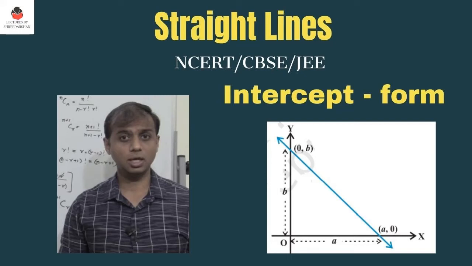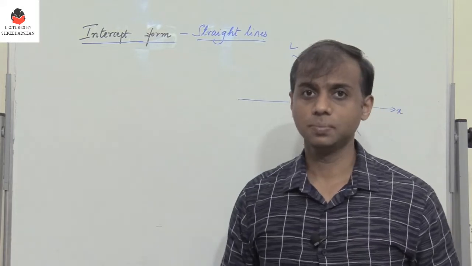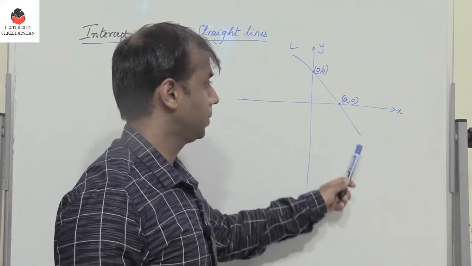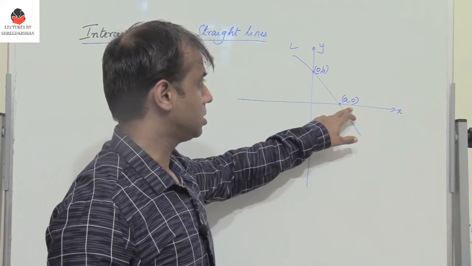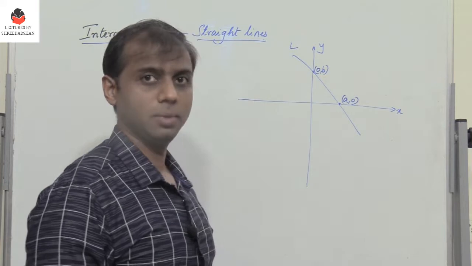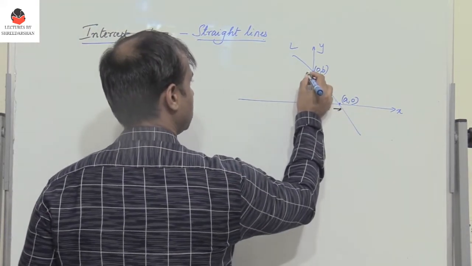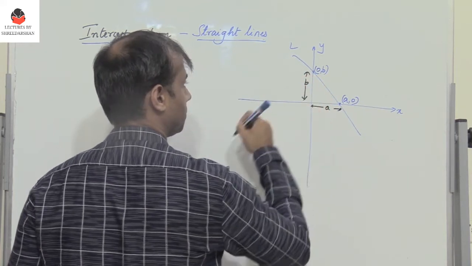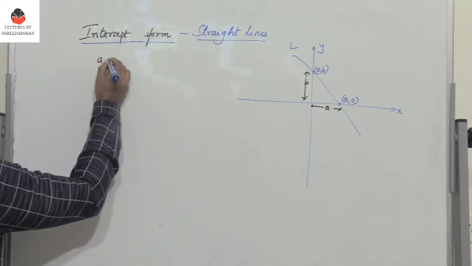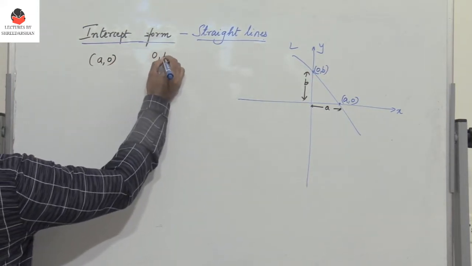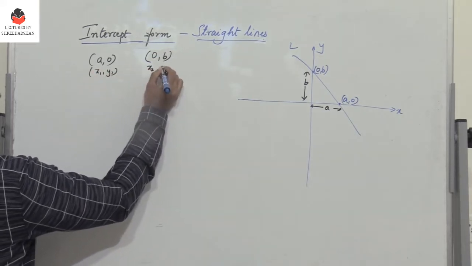Hello students, we are actually trying to discuss the intercept form from the chapter straight lines. So let us consider a line L which intersects the x-axis at point (a, 0) and the y-axis at (0, b). So the x-intercept is a, whereas the y-intercept is b. So these are the 2 points (a, 0) and (0, b). So let this be (x1, y1) and let this be (x2, y2).